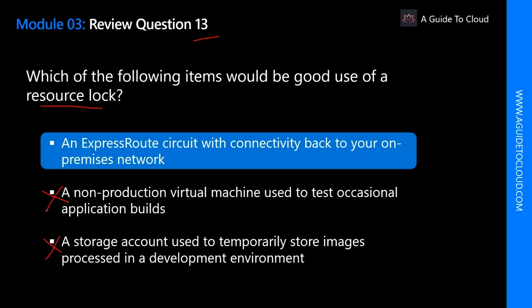An ExpressRoute circuit with connectivity back to your on-premises, because it's a very critical network that is making your on-prem environment talk with your Azure environment. So it's a super critical resource. So you would put a resource lock so that nobody modifies or deletes it accidentally.